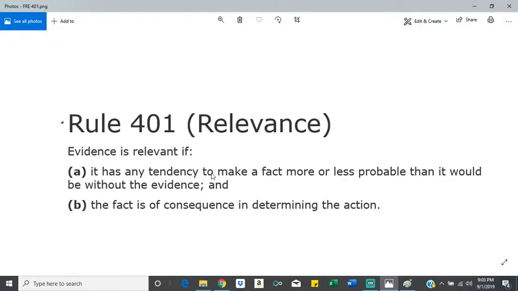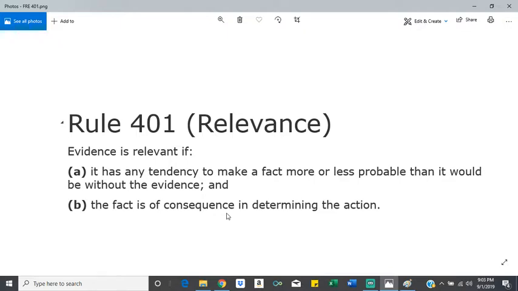And this part right here, a fact more or less probable, is what we would call probative. Is the evidence probative? Does it have any tendency to make a fact more or less likely, right? And then going into part B, the fact is of consequence in determining the action. So is this important to what we're trying to figure out? This is what we would call, is it material? So there's two parts. Is it probative and is it material?